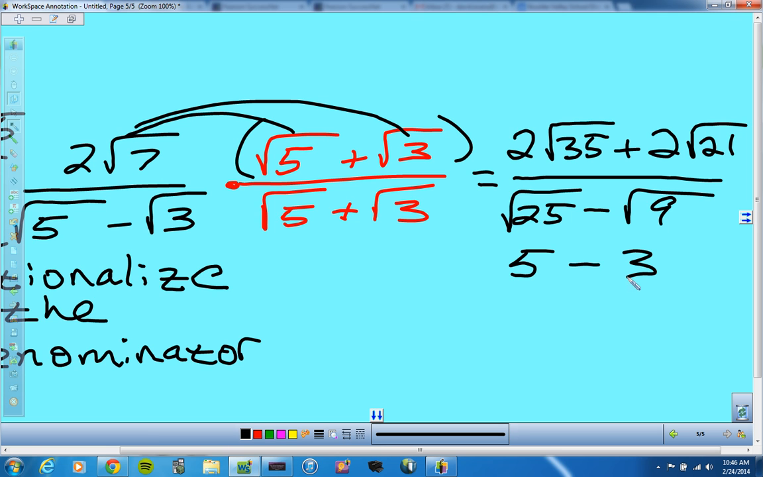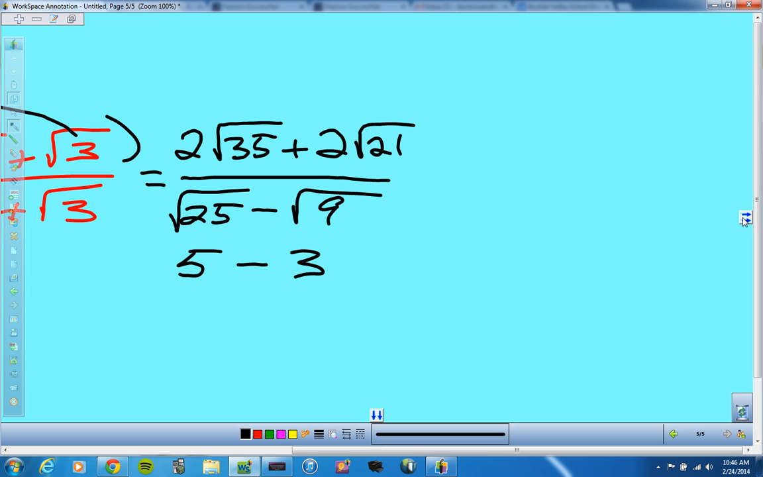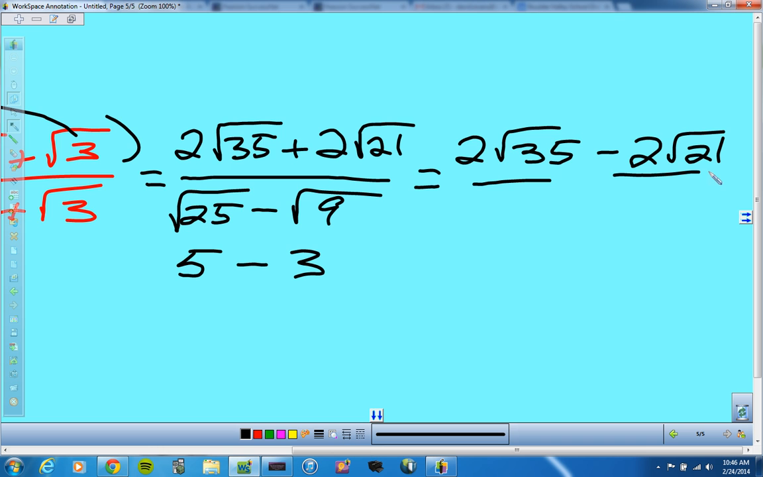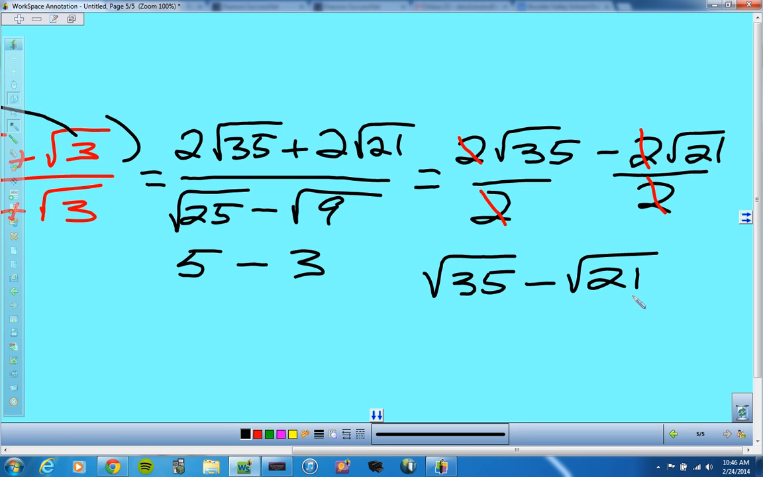Alright? So, you got to write this as two separate fractions because stuff cancels. So we got 2 square root 35 minus 2 square root 21 over what? 2. Right? We write it as two separate fractions so you remember to cancel those. So you get square root 35 minus square root 21.